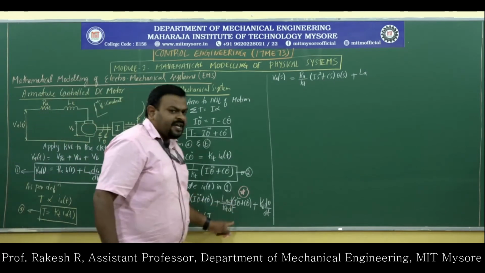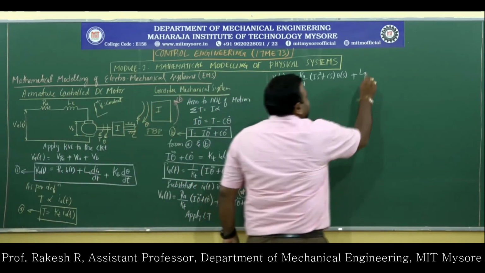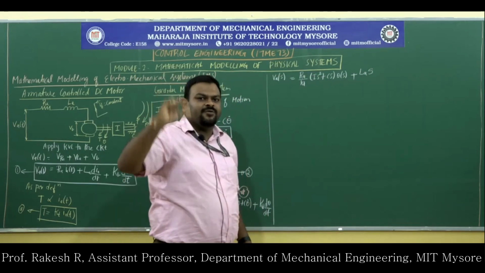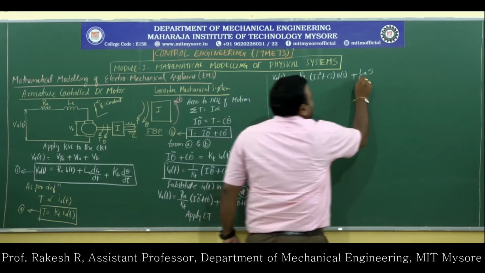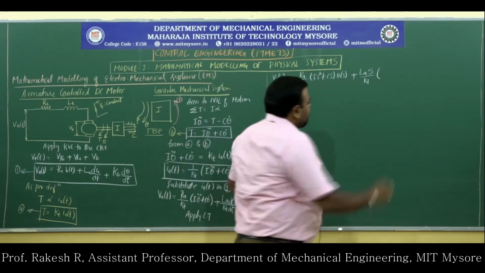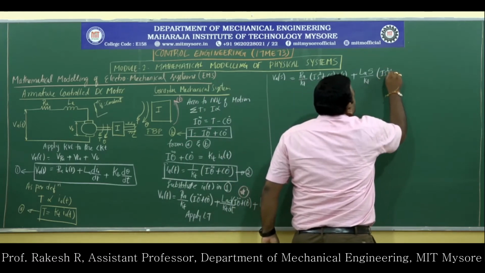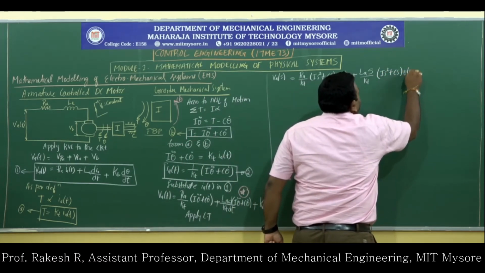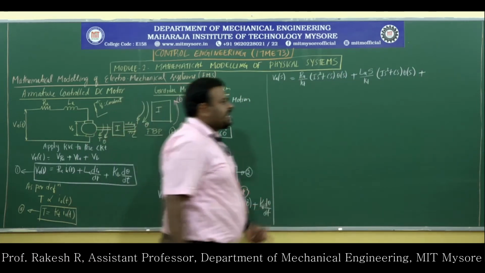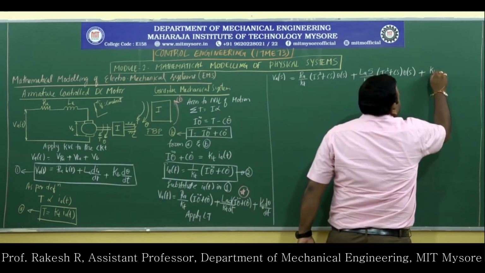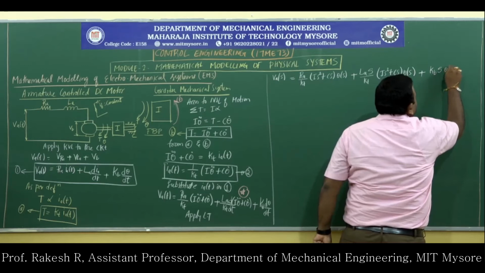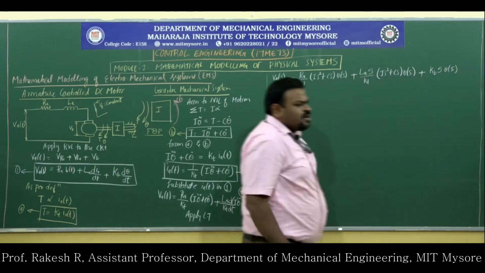LA, d by dt is there. This d by dt is S. So if you apply Laplace transformation, the differential equation will be converted to S divided by KT into again the same term you copy, I S square plus C S into theta of S, plus the final term Kb, the back EMF constant, Kb into, since d by dt is there, S into theta of S.